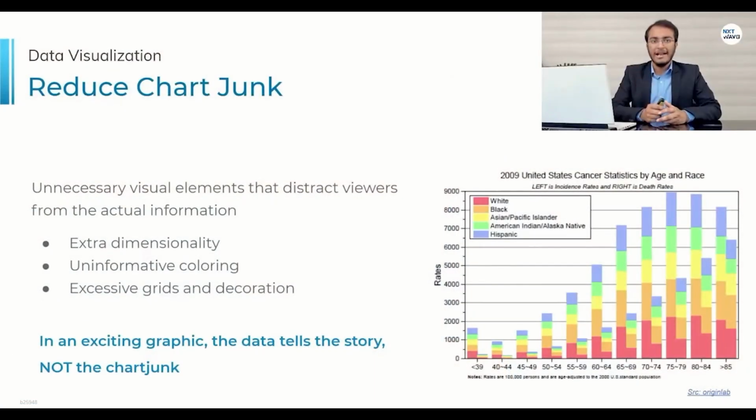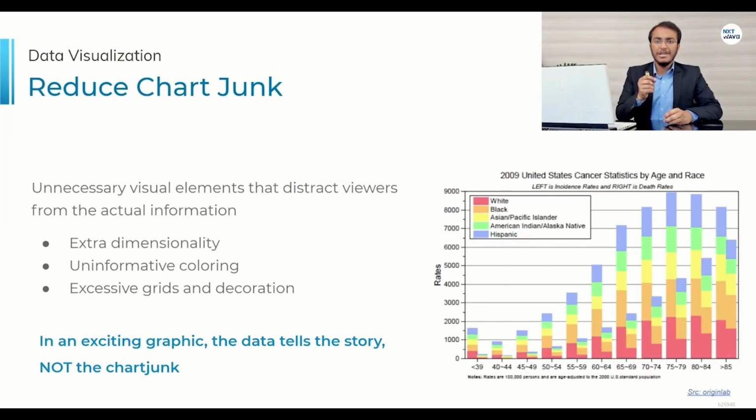Another thing is not using excessive grids and decoration. We should not use excessive grids, excessive decoration, some fancy visualization, some fancy images. We should try to avoid them as much as possible. And in avoiding them, we are essentially also maximizing the data ink ratio. And sometimes we might even minimize the lie factor in trying to do that. So these are some of the different kinds of chart junk which we have to avoid.